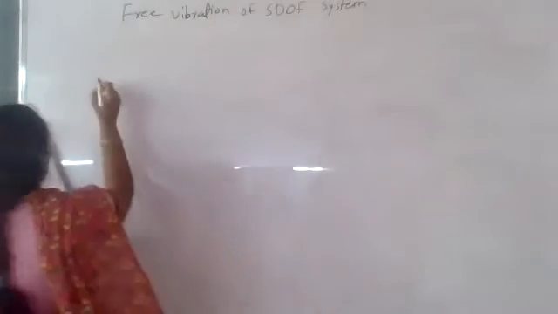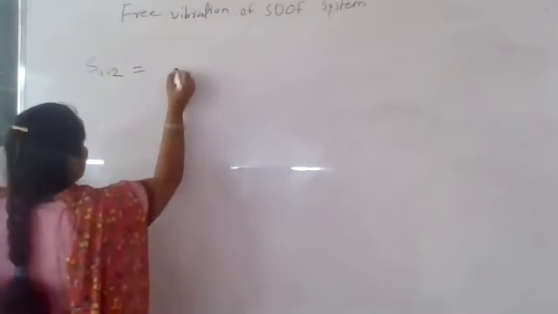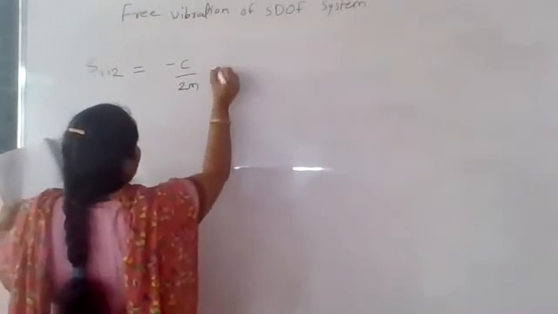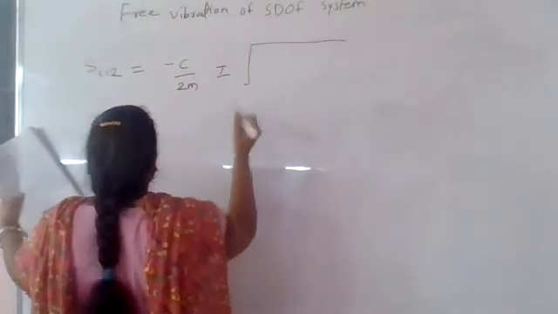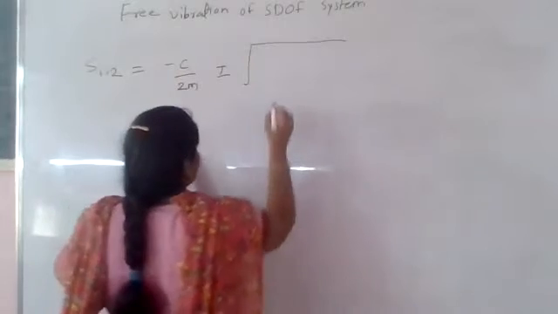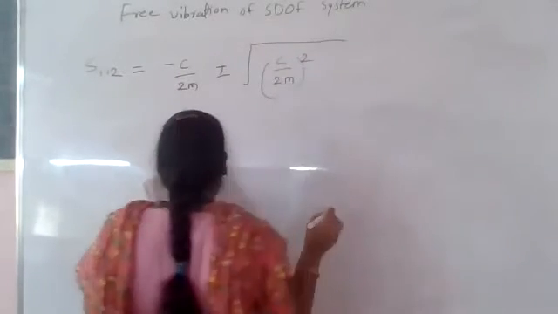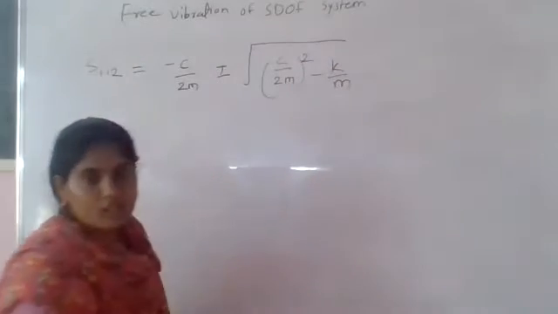We have to convert our roots of equation S1 and S2 in terms of zeta. What are the S1 and S2 values? S12 is equal to minus C by twice M plus or minus root of (C by twice M) bracket square minus K by M. This is our S12 values.